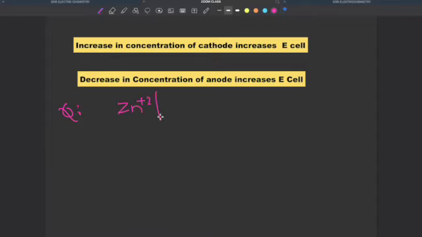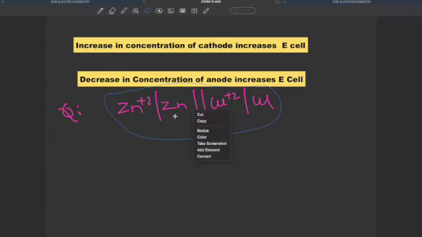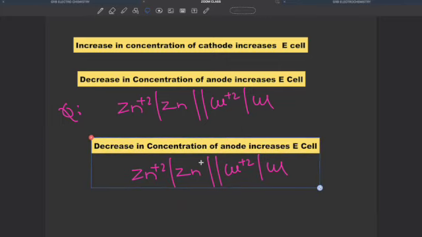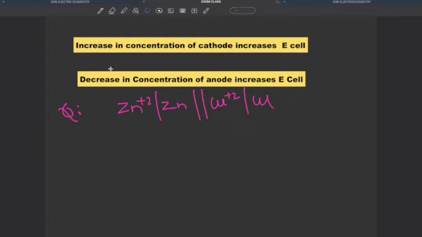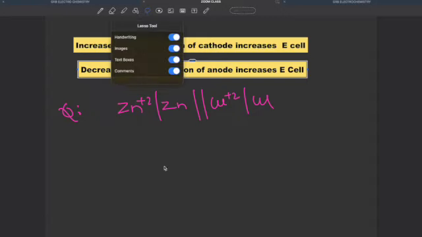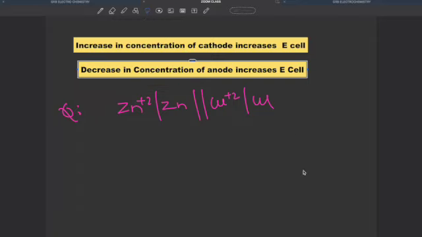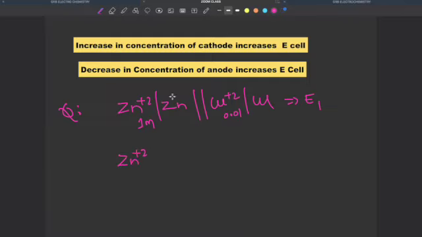Zn plus 2 by Zn, and here it is copper plus 2 over copper. So this is our galvanic cell, right? So in this cell, what I will take here: the zinc concentration is 1 molar, and here the copper concentration is 0.1 molar. The E cell calculated for this is E1. In the second case, the concentrations are interchanged.